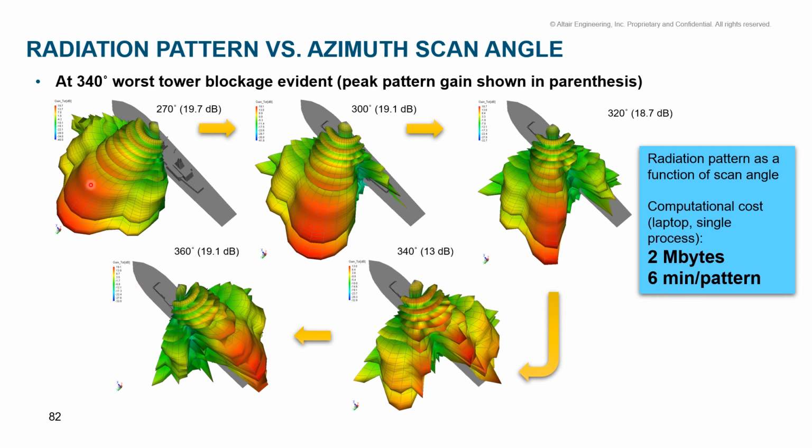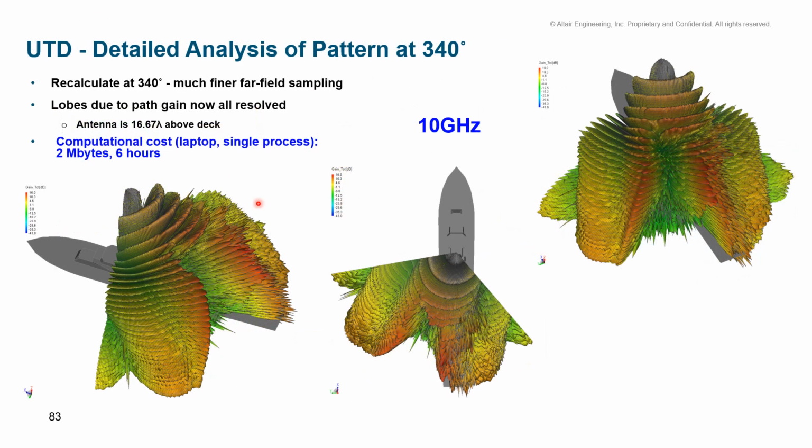That is, each one took 6 minutes to compute. Of course, this time in UTD depends on how many points you have in the radiation pattern. Because we have a coarse radiation pattern, it took 6 minutes. Of course, if you refine it, it will take more time, but the memory will remain the same. As we can see here, now we have increased the resolution of the radiation pattern. So it still takes 2 megabytes, but takes around 6 hours.